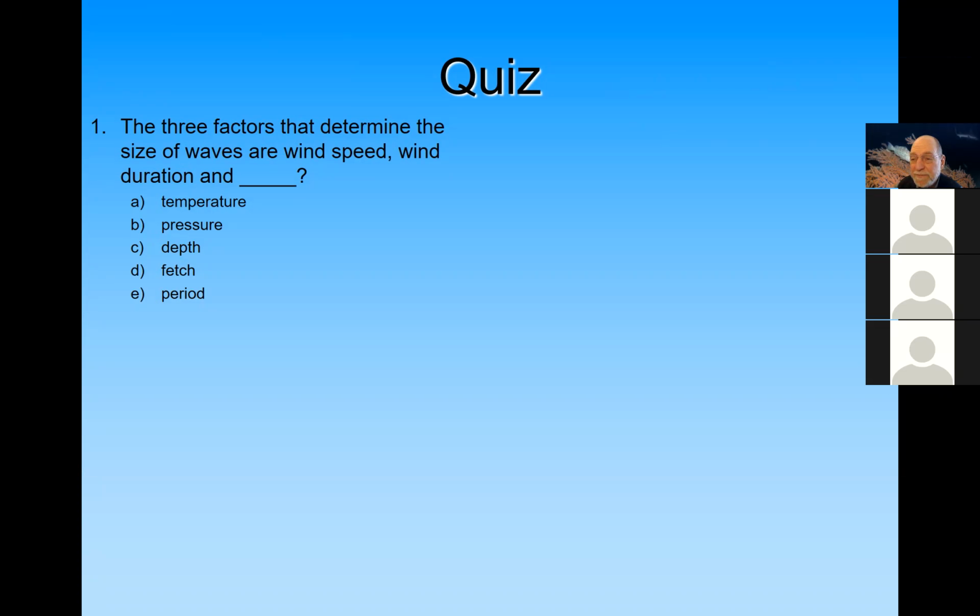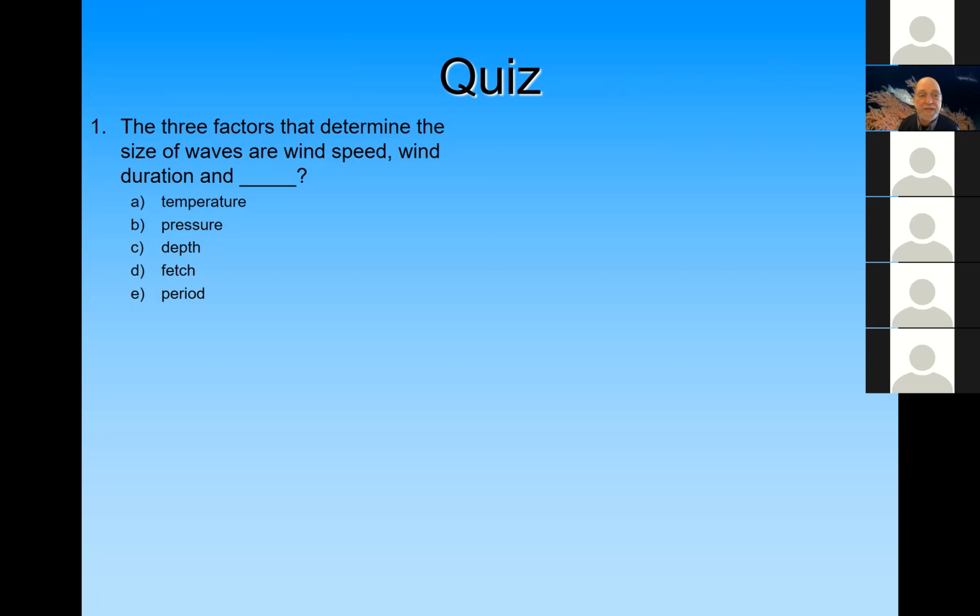Go ahead, Jacob. That would be D, fetch, right? D, fetch, absolutely. The size of waves depends on these three. Now, period does not affect the size of the waves, neither does temperature or pressure. Depth will affect the size of waves, but only in the case of breaking waves. So the basic waveform is not affected by period, pressure or depth. But fetch, the length of the ocean over which the wind is blowing, is one of the three factors that determine the size of waves.